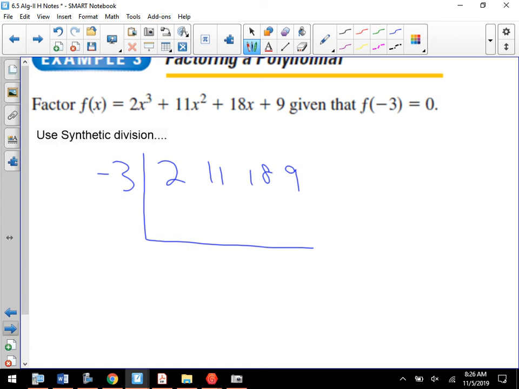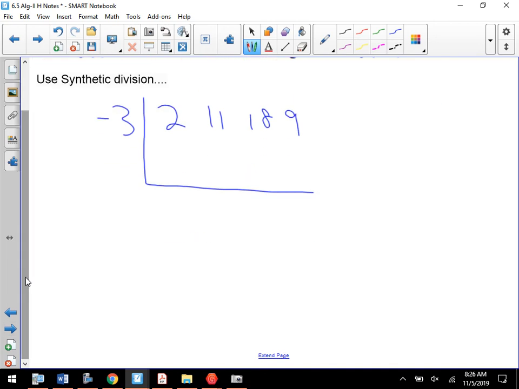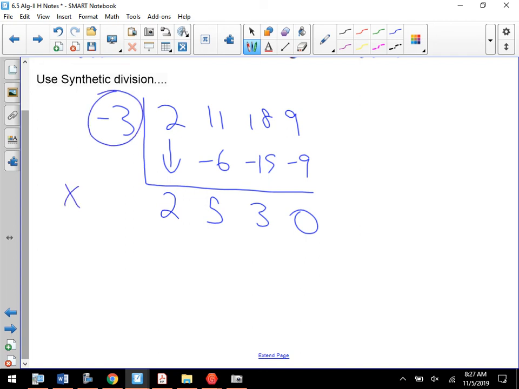Okay. What's the first thing you do? Drop down the 2. Now, according to this problem, it told you that this has to be a 0. So this has to work. Okay? So hopefully you don't math this badly. -3 times 2 is -6. Add 5. -15. Add -9. And a 0. So like we just said, we have a 0 at x plus 3. What does this become? 2x squared.